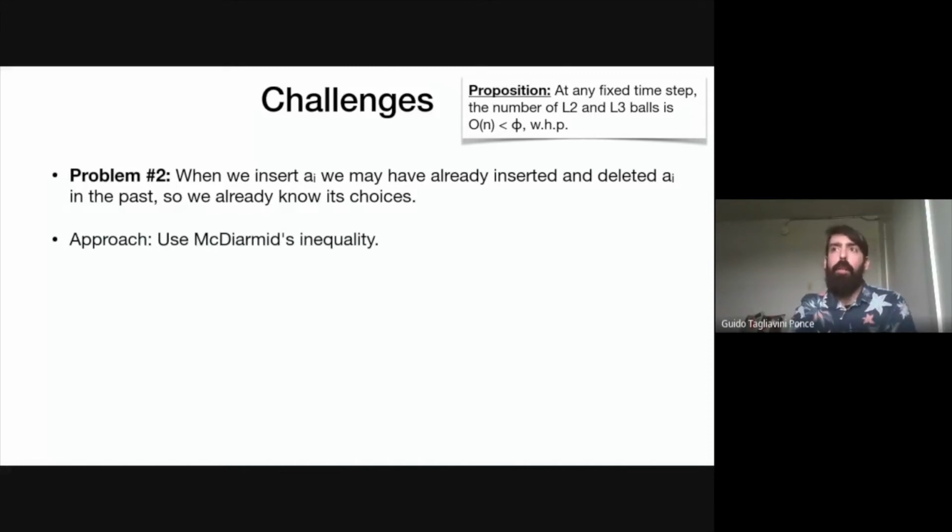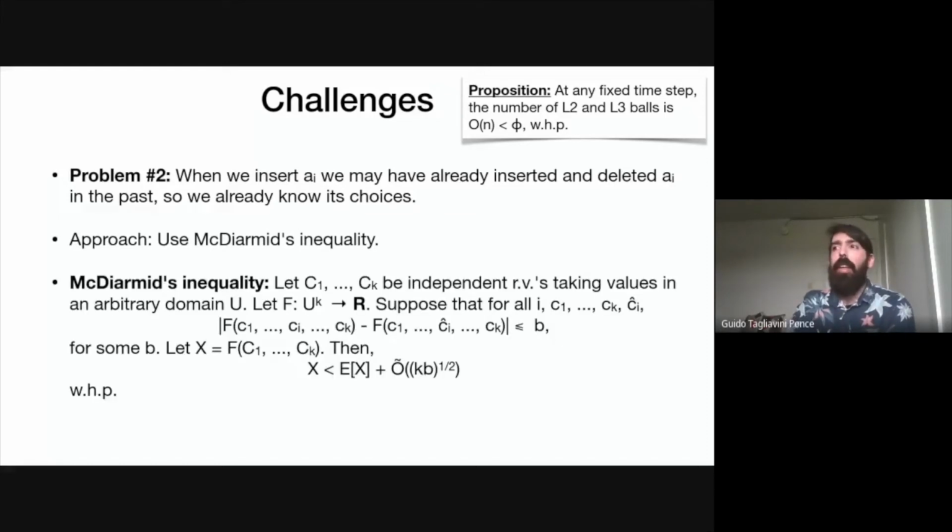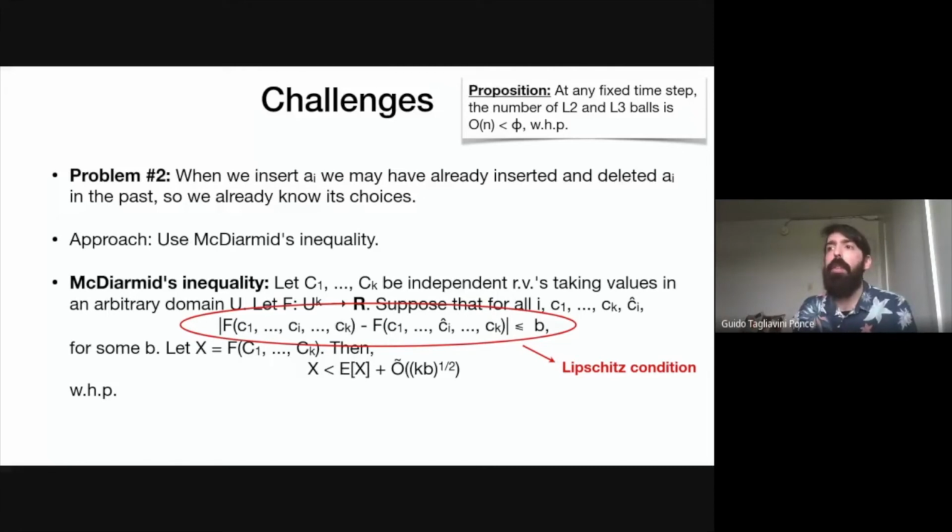And to do this, we use a tool called McDiarmid's inequality. And McDiarmid's inequality, it's a long statement, but let me read it out loud for you. So let C1 to Ck be independent random variables taking values in an arbitrary domain. And let's say you have a function that takes those random variables and gives you a real number. And so now suppose that for all i and for all Ci's, if you change the ith coordinate of the function, the function only changes slightly, by at most b. And this measure of the variance when we change a single coordinate is called the Lipschitz condition.